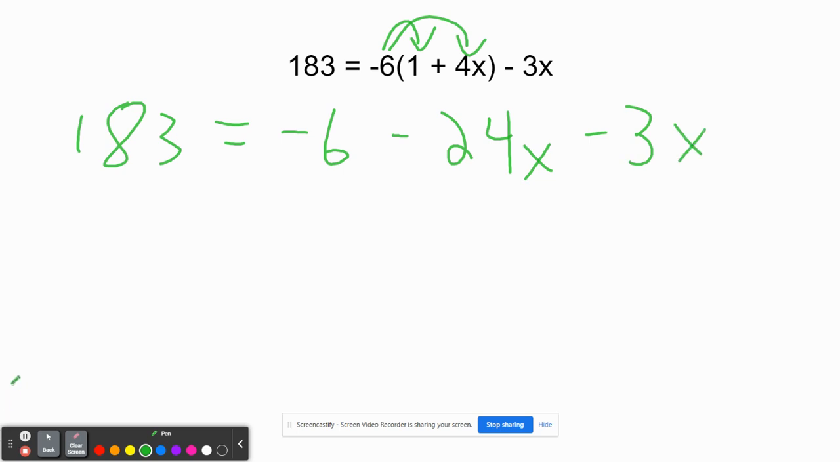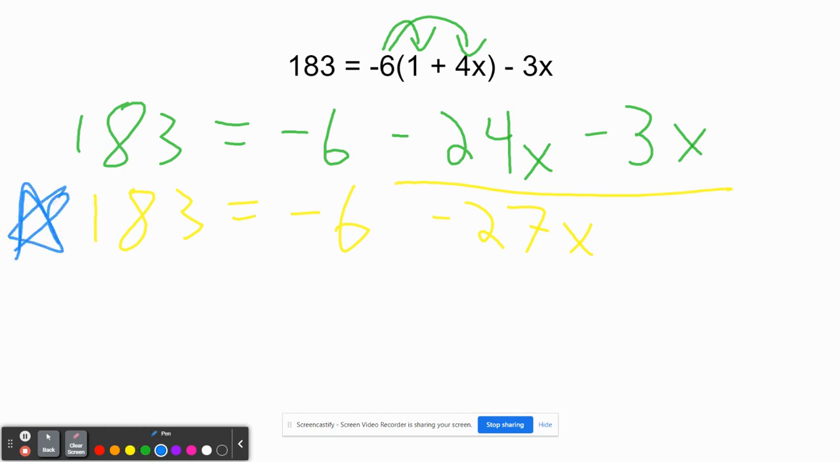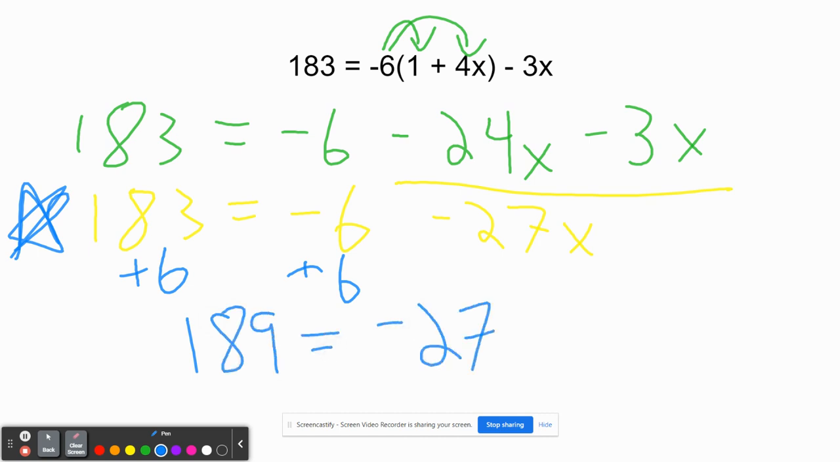I haven't even gotten to the place where I can start my two-step yet. I need to combine like terms. Negative 24x minus 3x is negative 27x. Maybe I won't pick yellow. That's a very hard color to look at. Now, this should look familiar. This should look like a two-step equation. Negative 6 minus 27x equals 183. I'm going to add 6 to both sides, giving me 189 equals negative 27x.